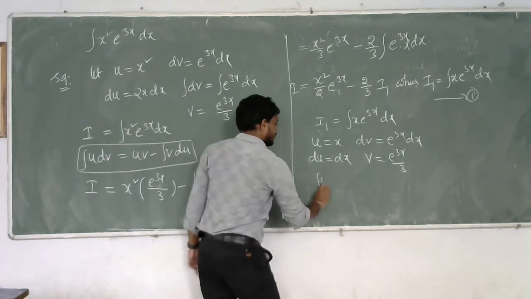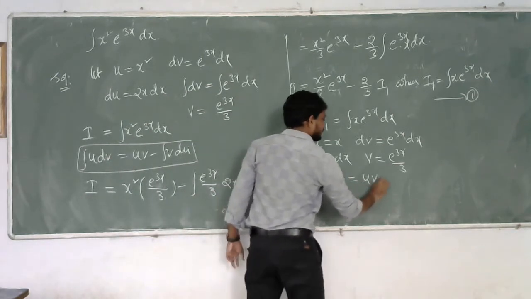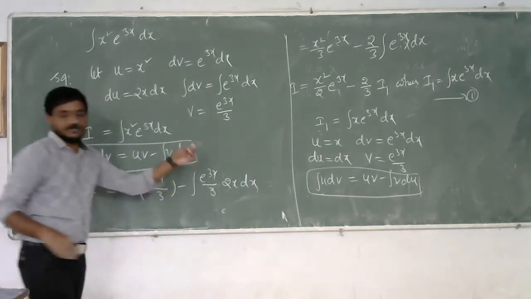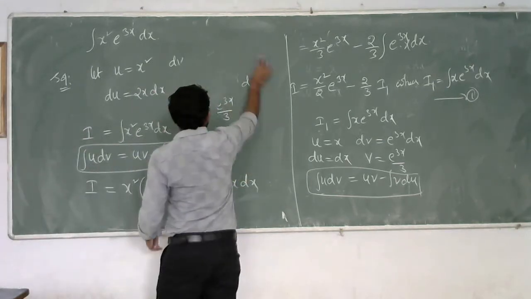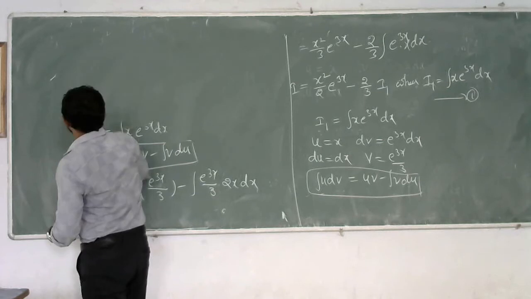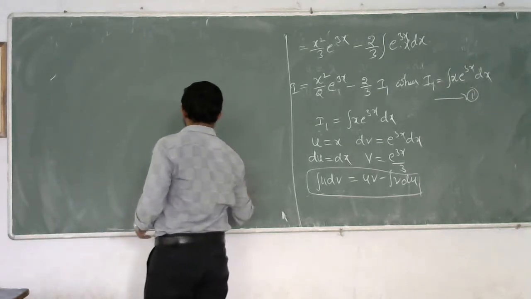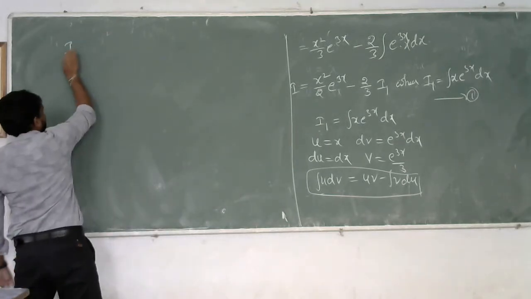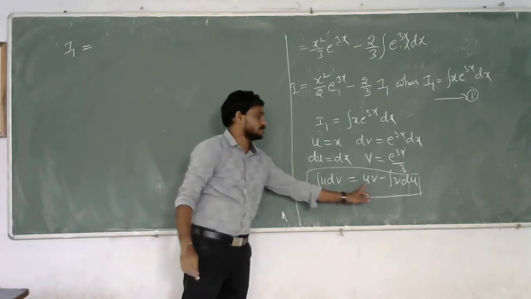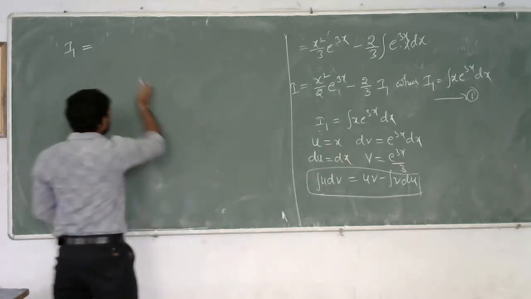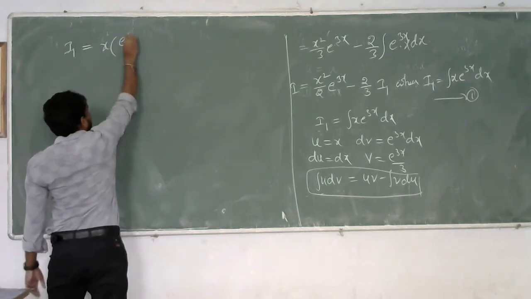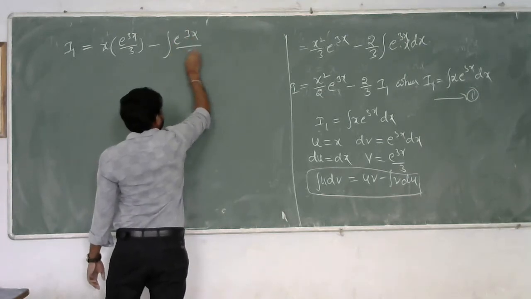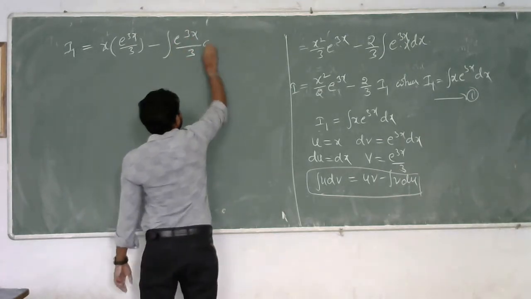Then use the formula integral u dv equals uv minus integral v du. So let us use this formula. Then this integral I1 becomes, substituting in the formula, u into v. So what is the u value? x into the v value, e power of 3x by 3, minus integral, v value e power of 3x by 3 into du. So the du value is dx.